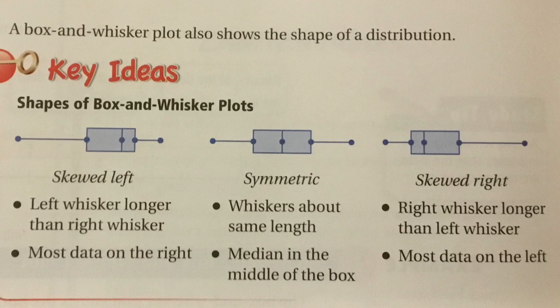With box and whisker plots, we're talking basically about, instead of a tail, whichever whisker is longer. If the left whisker is longer, then it's skewed left. If the right whisker is longer, then it's skewed right. And if it looks pretty even, then we just say that it is symmetric.